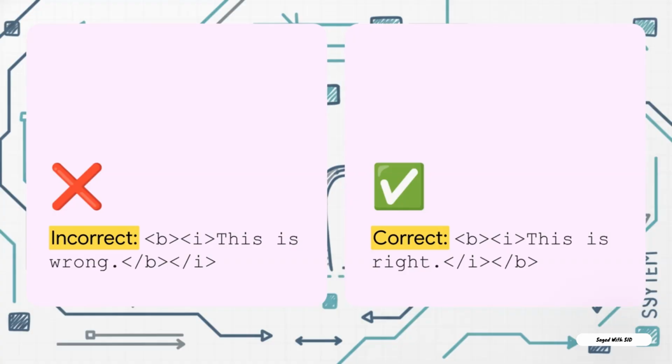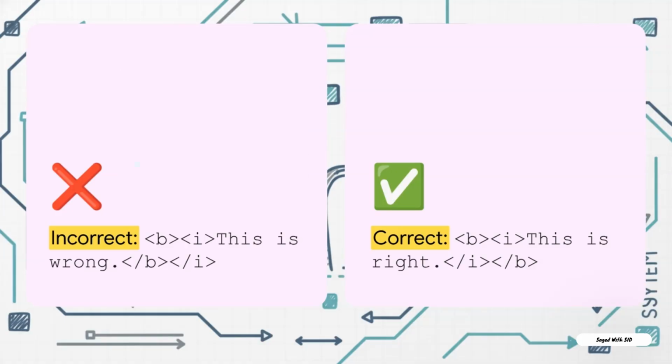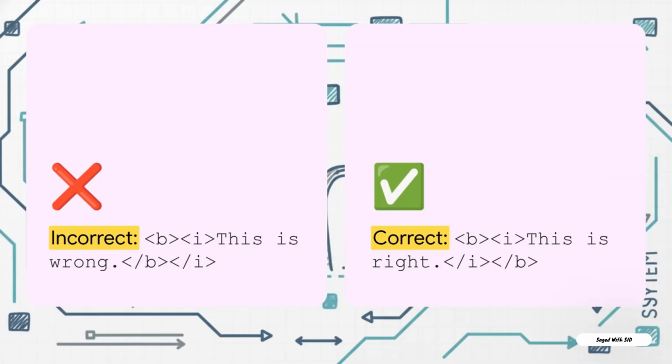This slide is a perfect visual for that nesting rule. Just look at the incorrect example on the left. The bold tag was opened first, but it's being closed before the italic tag. That's a no-go in XML. The rule is super simple. The last tag you open is always the first tag you close. Think of it like stacking boxes. You have to take the top one off before you can get to the one underneath it.